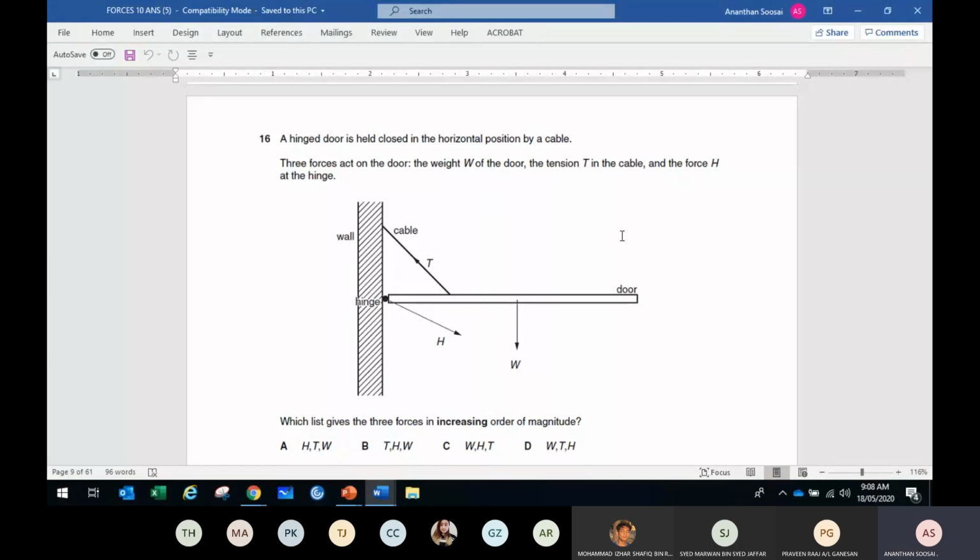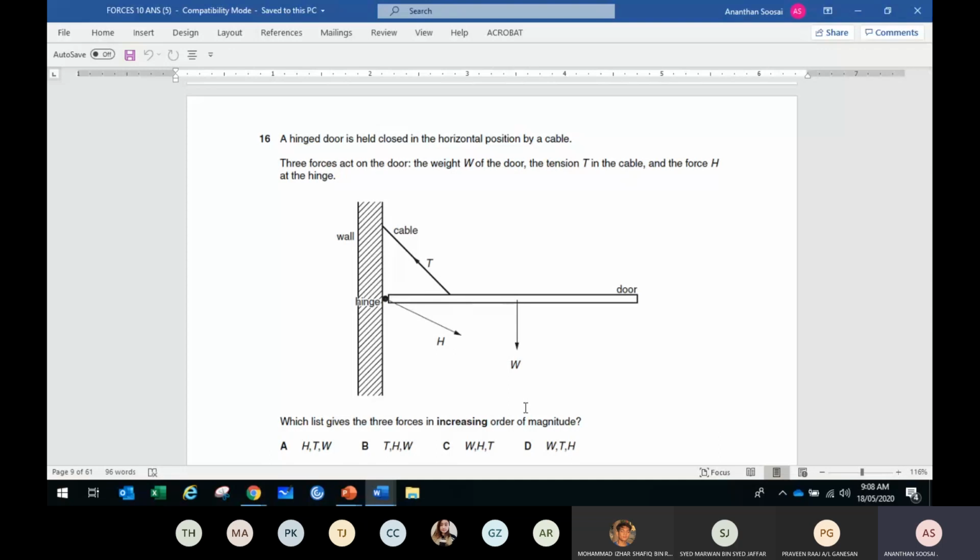Because that's the only force acting up. Right, that's the only force acting up. So force up should be equal to force down, right? Okay. So T is the only force acting up, the H and W acting down. So T is supposed to be the greatest, because it's the only force acting up and it's balancing the other two. So no doubt, T is the highest. So the reason why T is the highest, I can say, is that it's the only force acting up.